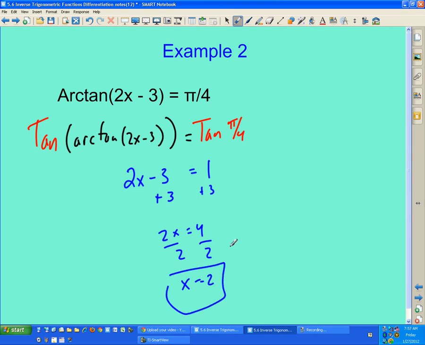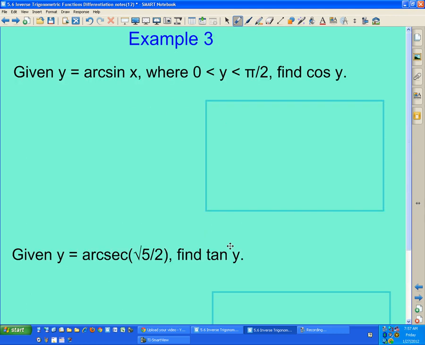And then my final example for today is, like I said, the last example before we head into derivatives. So we will talk about derivatives in class, and I just want to make sure that you are all up to speed. So we're given that y is the arc sine of x, and we want to find cosine of y.